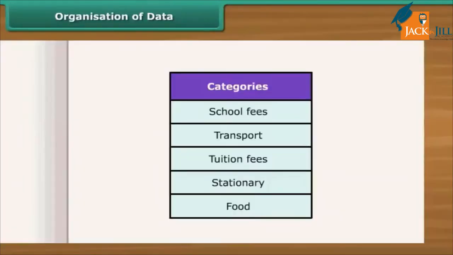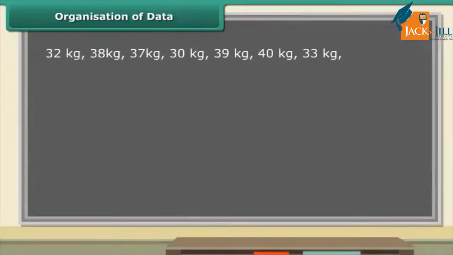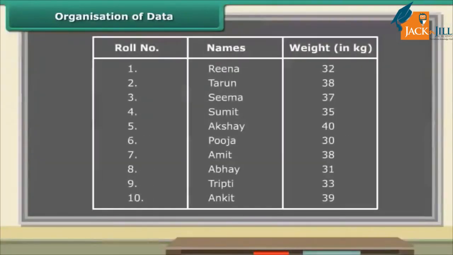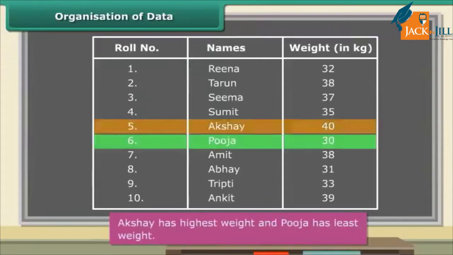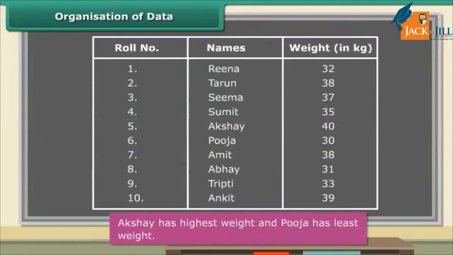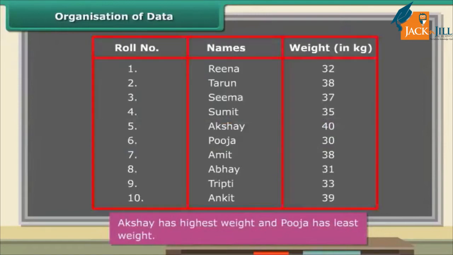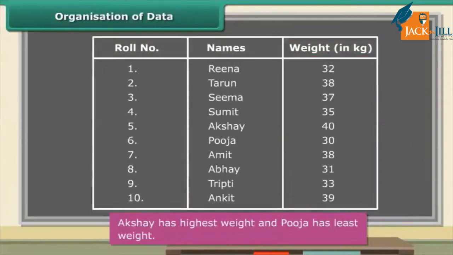We collect data to record and organize it. But why do we need to do that? Look at the following data. A class teacher of class 7th listed the weight of 10 students in this way. Is this data easy to understand? Now look at this data. You can easily know which student has the highest weight and which has the least. So when we put data in a proper table, it becomes easy to understand and interpret. We can put many kinds of data in tabular form.